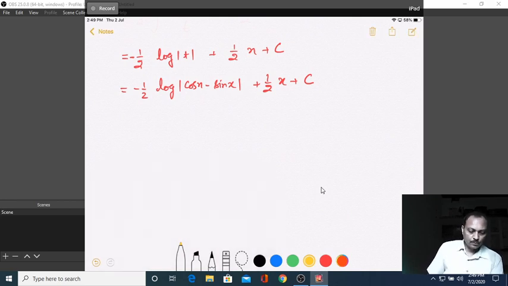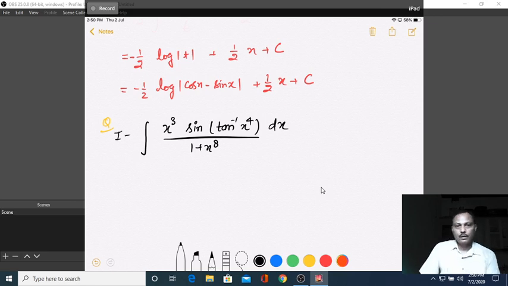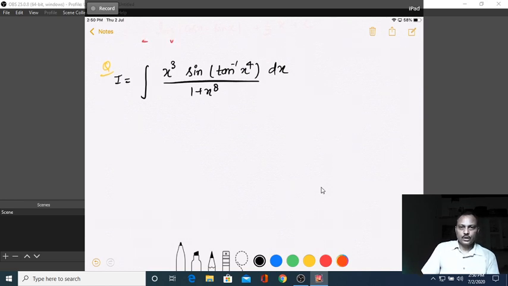Now I am taking one more question. The question is, find the integral of x cube sine of tan inverse x raised to the power 4, divided by 1 plus x raised to the power 8. This question is looking very difficult, but it is not so.